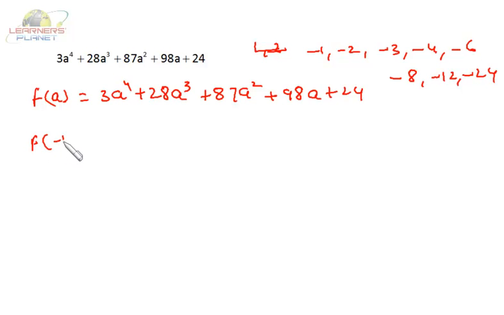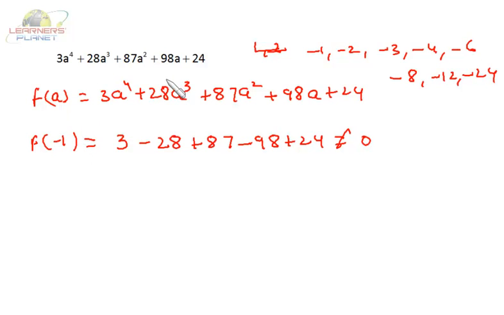So f(-1) is equal to 3 - 28 + 87 - 98 + 24. So it is not equal to 0. That means a + 1 is not a factor of this polynomial. Now let's put the value of a as minus 2.